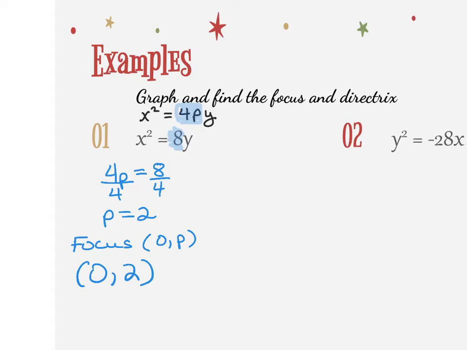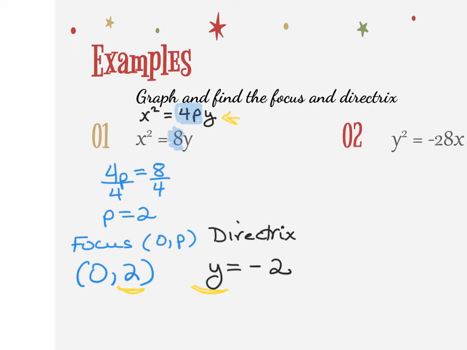For the directrix, it's the opposite of p, and it's the non-squared variable, so it's going to be y equals -2. So as long as you remember, you're putting this number, notice you're putting it in the y spot, but then you're setting it equal to the opposite of p, but to the y variable. And that's always the non-squared one.